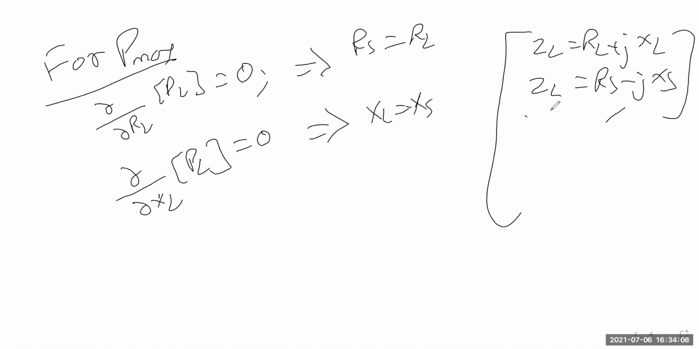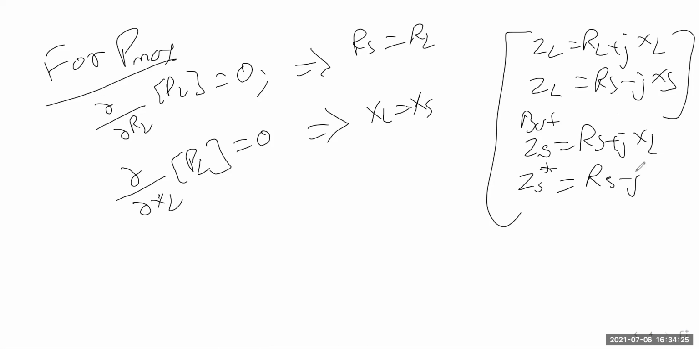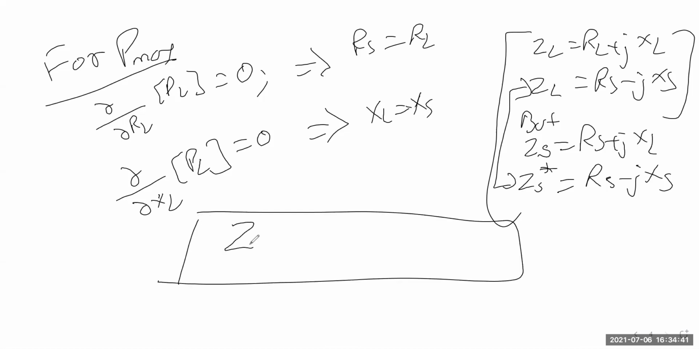Okay, so we know your ZS is your RS plus jXL, whereas we get ZS star, and the differentiation of this would be your RS minus jXS, which are equal. At this particular condition only, we could say your maximum power would be transferred. So finally we could note down three conditions.